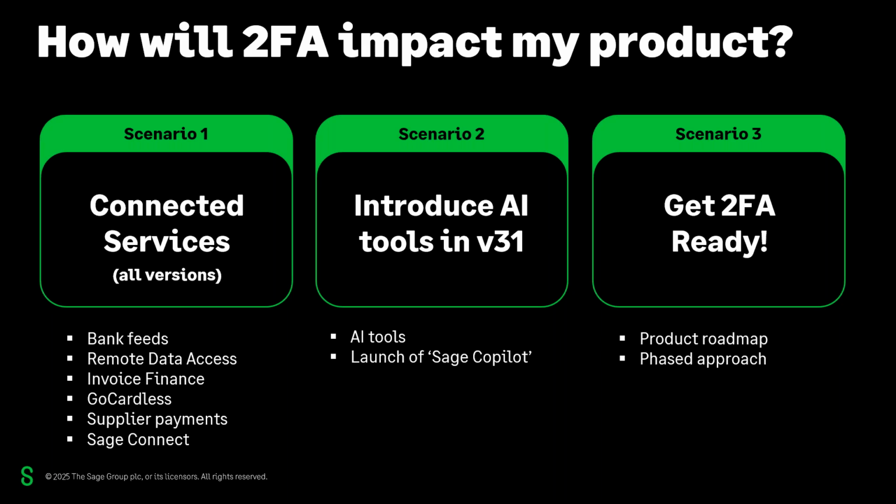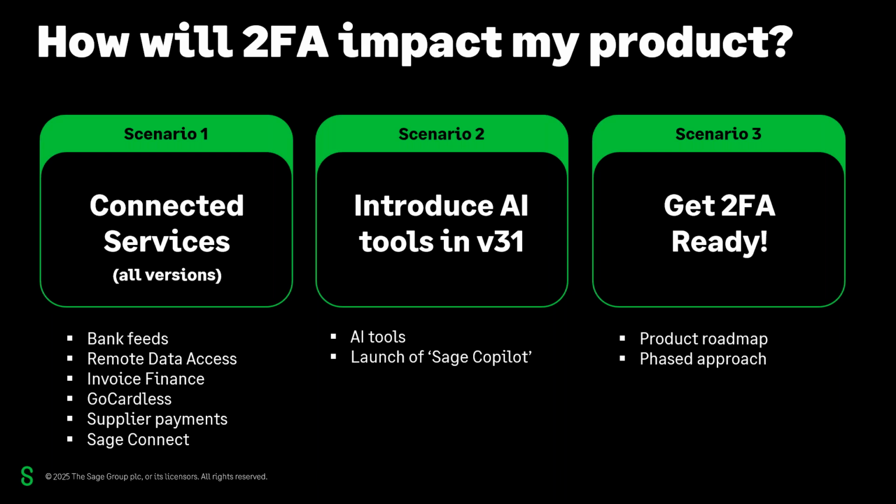If you're not sure if you use connected services, you can go into Help along the top of your software, into About, and then in the features enabled section down the left hand side, it will tell you the connected services. So this could be bank feeds, remote data access, invoice finance, GoCardless, supplier payments, or Sage Connect.